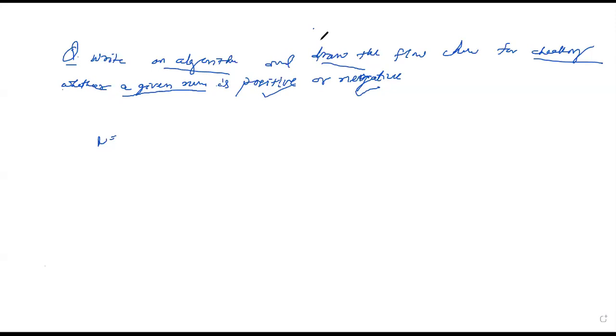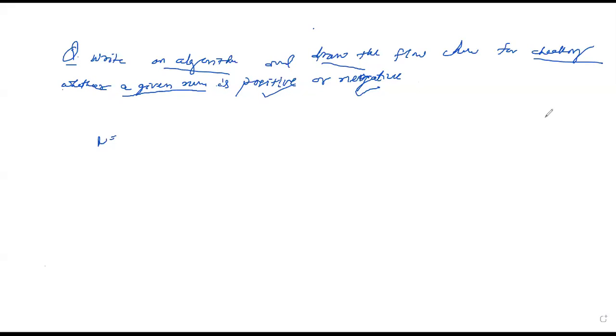Suppose I say 5 is even or odd. Input is 5. So 5 is one number or more than one number? One number. So here input is only one. And output may be positive, may be negative. Two alternatives are there, and as per the condition, it will display only one. But we have to mention both. Clear?